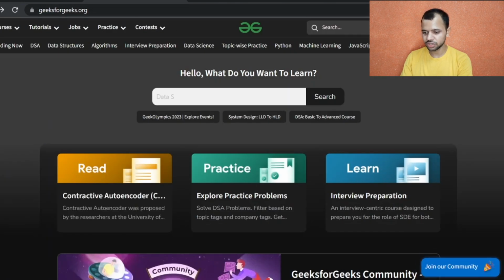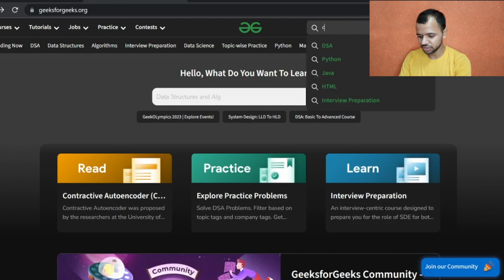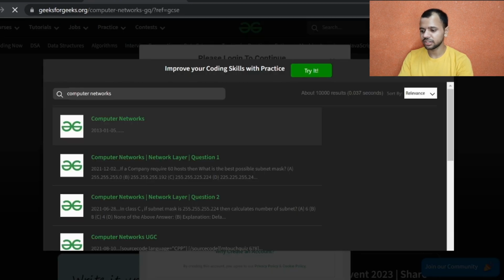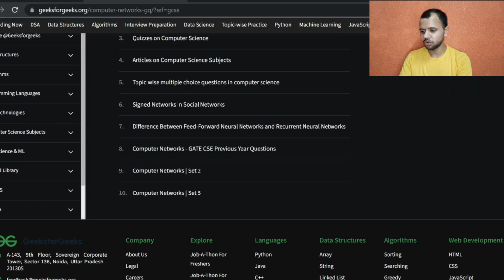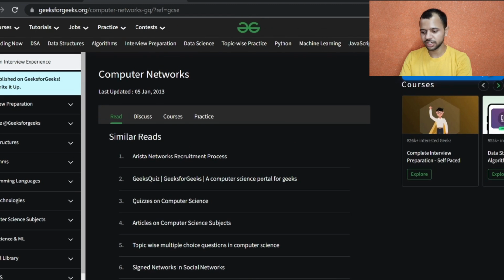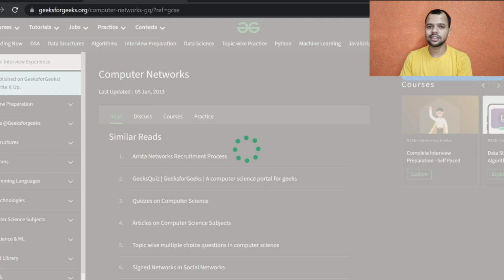Suppose I want to study computer networks, then you can just simply type computer networks, and it will give you all the related topics, and you can study it just like documentation, and you are good to go. So these were the two websites that I referred to during my placement preparation for DSA.